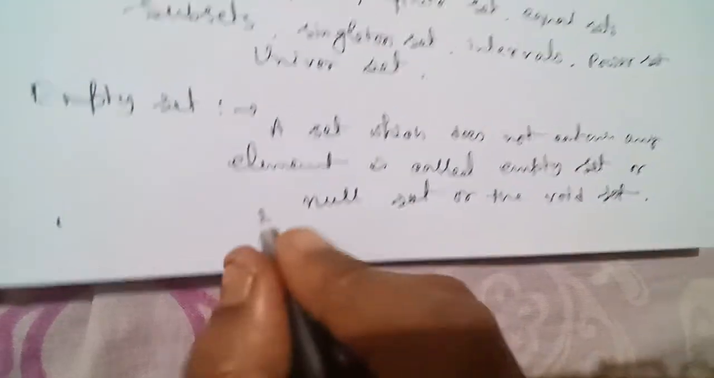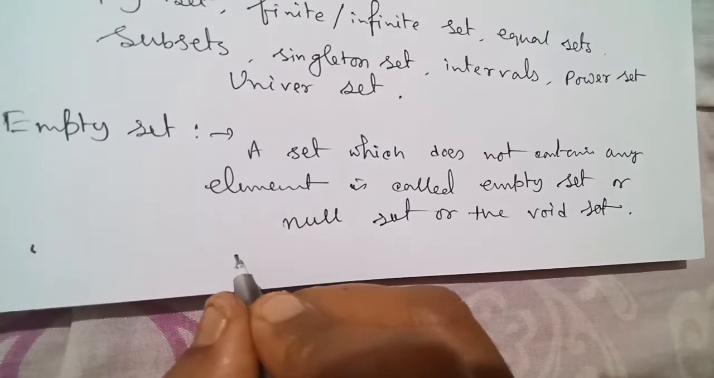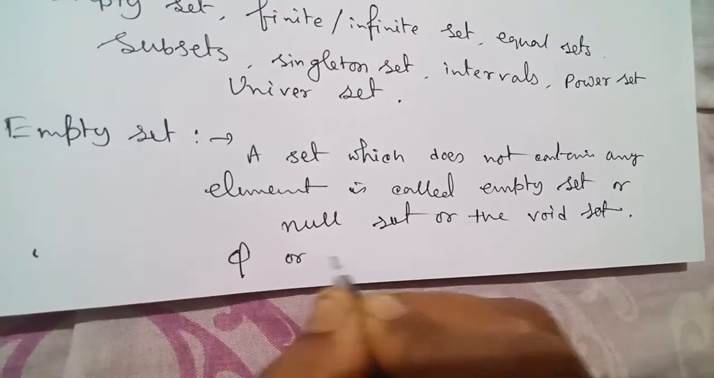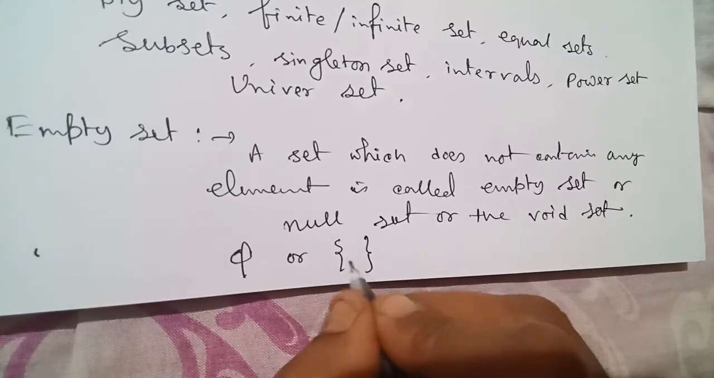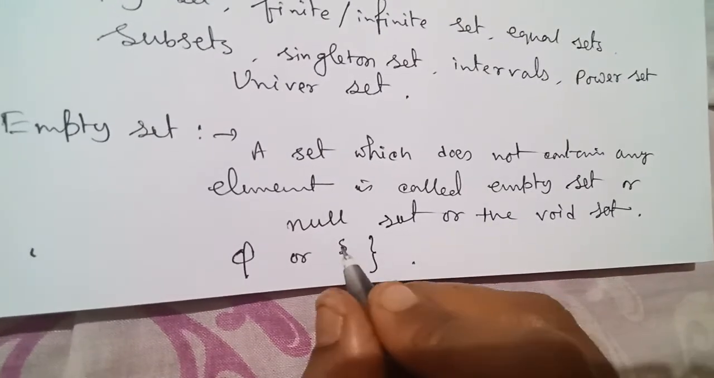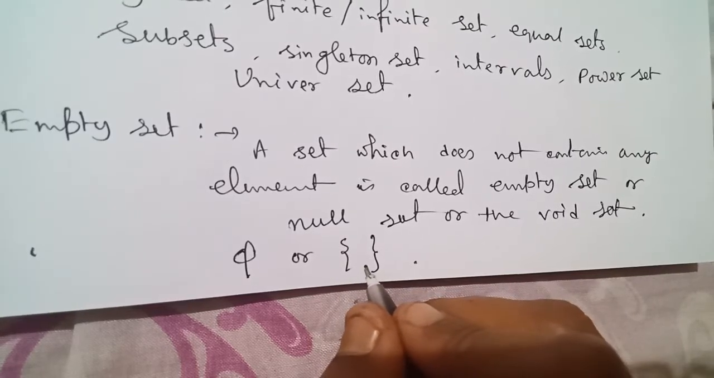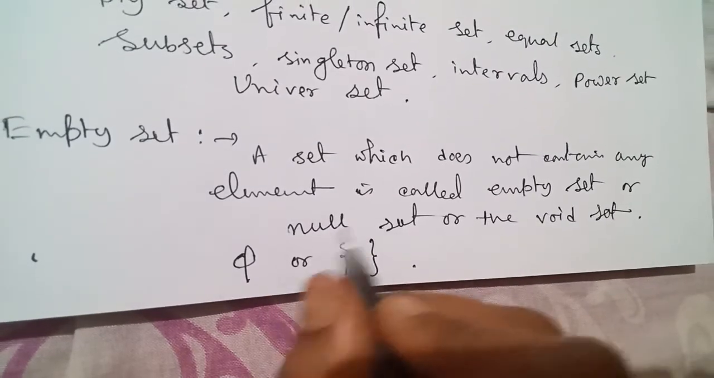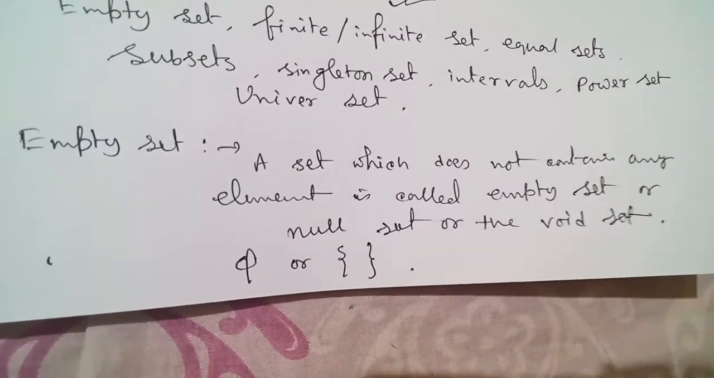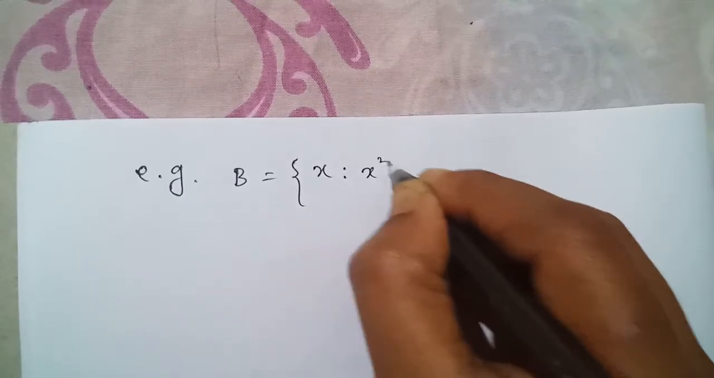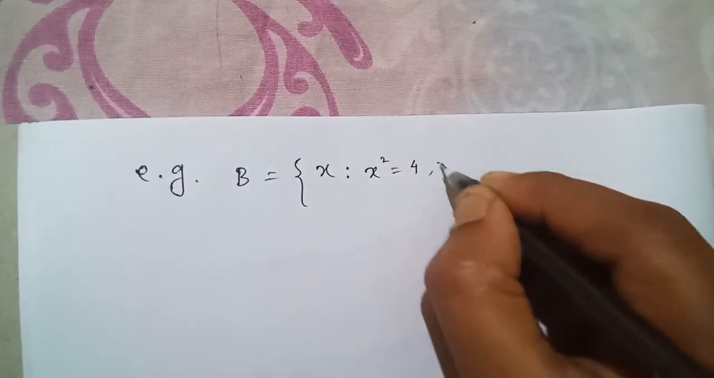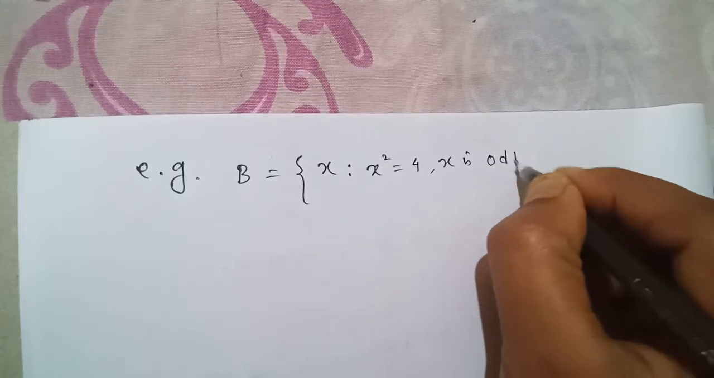The empty set's symbol is phi, or somebody can simply write two curly brackets and the middle portion will be empty. So this can also be represented for phi, meaning null set or empty set. For example, B equals x such that x square equals 4, x is odd.